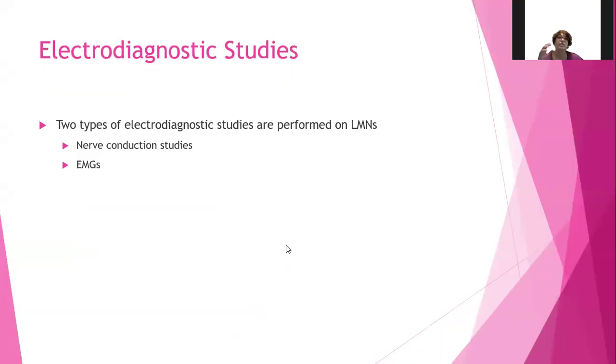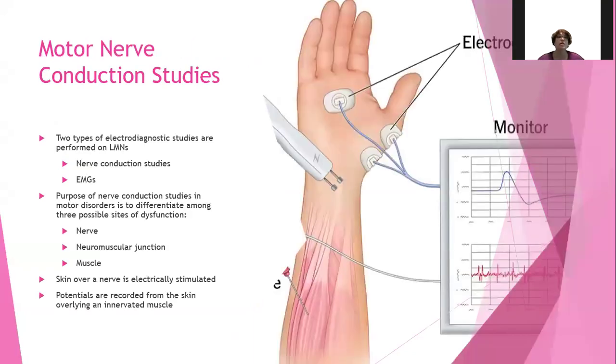So, two different types of electrodiagnostic studies are performed on lower motor neurons: nerve conduction studies and EMGs. And we talked about nerve conduction studies with regard to sensory nerves. You can also do it on a motor nerve. The nerve conduction studies are usually used to differentiate among three possible sites of dysfunction: either the nerve, or the neuromuscular junction, or the muscle. So they're trying to say, like, what's really going on here?